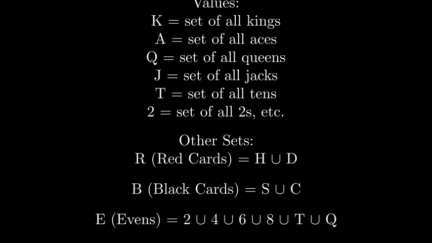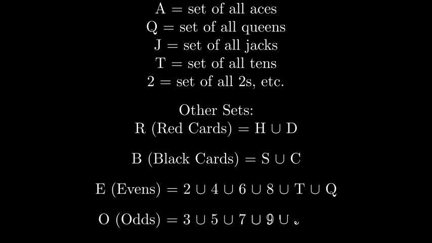We can also define sets based on other properties. Let's define E as the set of all even-valued cards. In our deck, this includes the sets of 2s, 4s, 6s, 8s, 10s, and queens. We consider the queen a face card with a value of 12, and the 10 as 10, both even. And the set of odd-valued cards, O, would be the union of 3s, 5s, 7s, 9s, jacks, and kings. We consider the jack to have a value of 11, and the king a value of 13, both odd.